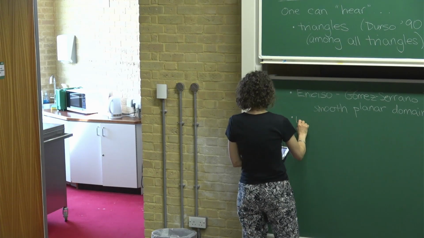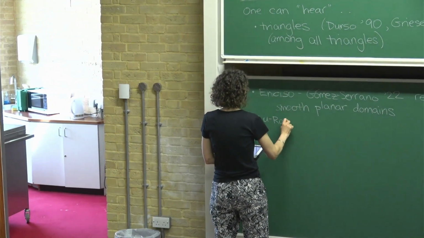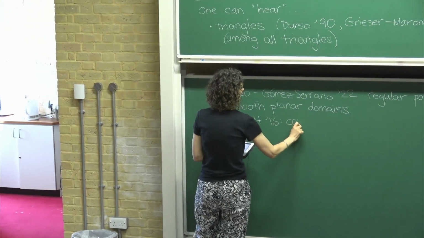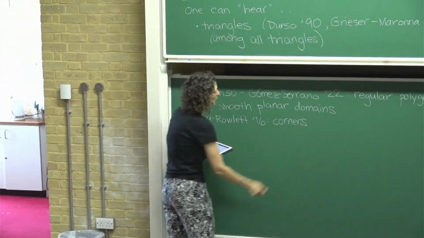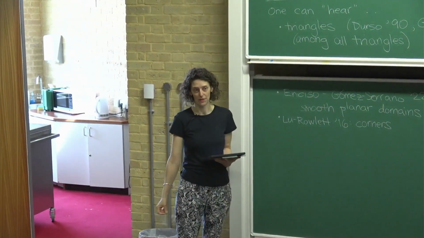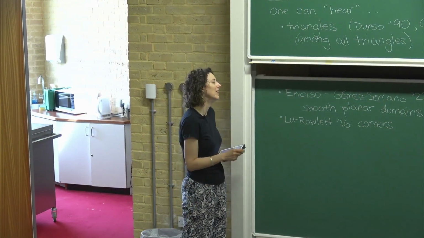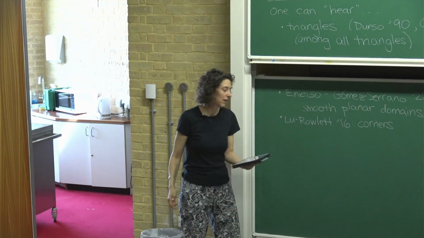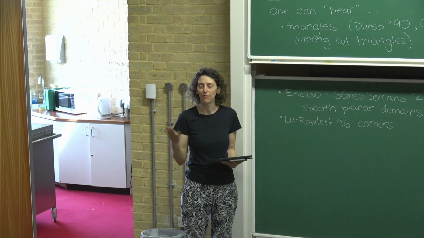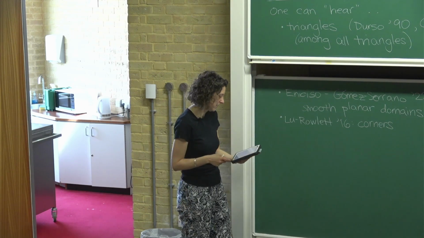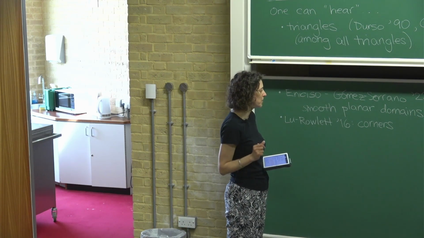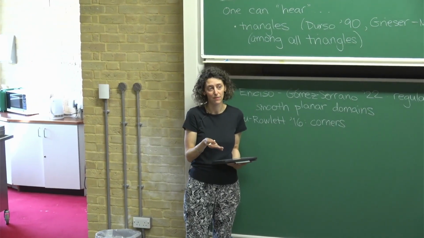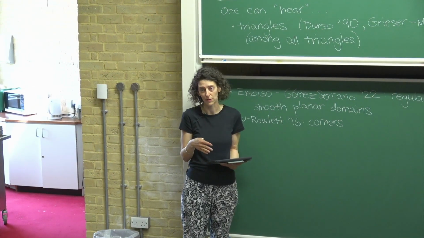I'm going to shorten some of these. In 2016, for shorthand, Liu and Rowlett showed that you can hear corners. So among all domains with Lipschitz boundary, a piecewise smooth Lipschitz boundary and fixed genus, you can tell whether it's smooth or not. So you can hear whether there are corners.